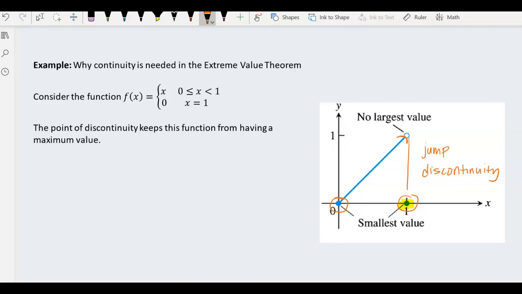We can't say that there's a maximum value. We can get really, really close, but every time we find a y value, we can just plug in another x value that's closer and closer to 1, and then have a new max value.